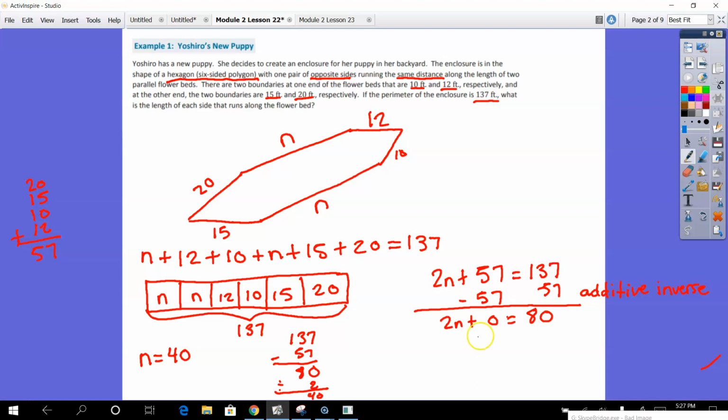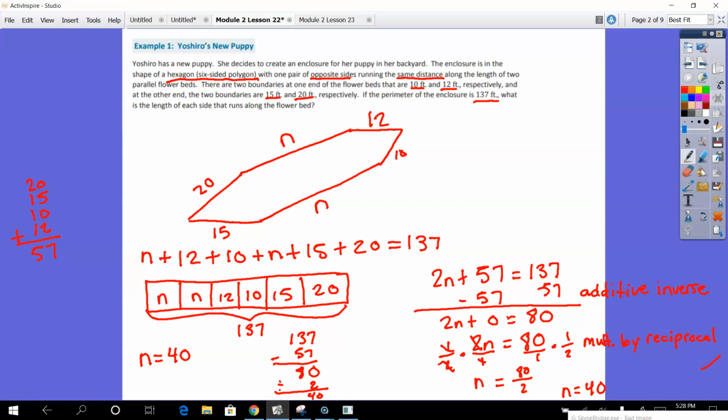Well, anything plus 0 is equal to that number. And then we're multiplying by the multiplicative inverse, or the reciprocal. So multiply by the reciprocal to create 1. This will cross simplify to 1n equals 80 over 2, which is equal to 40. So n is equal to 40.